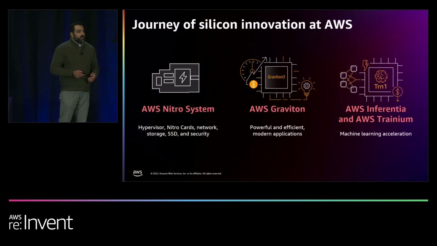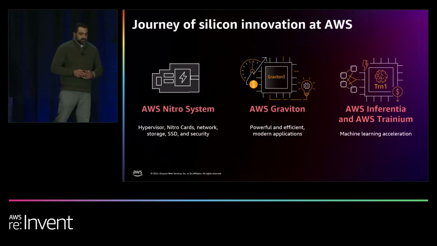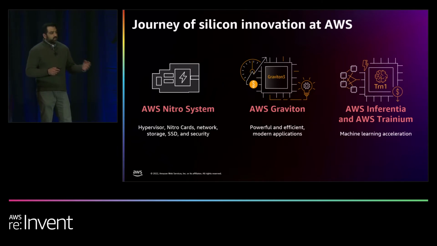With Nitro, by offloading networking, storage, and the hypervisor into purpose-built silicon, this revolutionized the cloud because it allowed us to deliver higher performance, lower cost, and improved performance per watt. And ultimately, reduced our customers' carbon footprint when deploying their applications on AWS. Now let's continue to focus on Graviton, Inferentia, and Trainium, and let's start with Graviton.